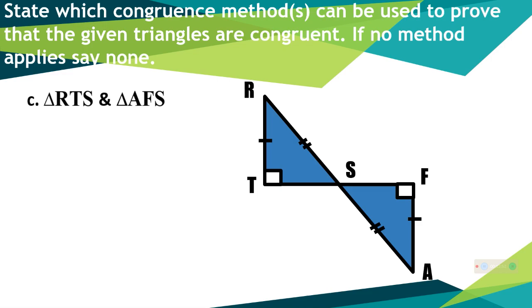Okay, next, let's have this one. We have triangle RTS and triangle AFS. So we have a tick mark here, a tick mark here, and also on the other triangle. So what part is this? What part is this? Okay. So we have here, yes, hypotenuse-leg, or the HYL congruence theorem.